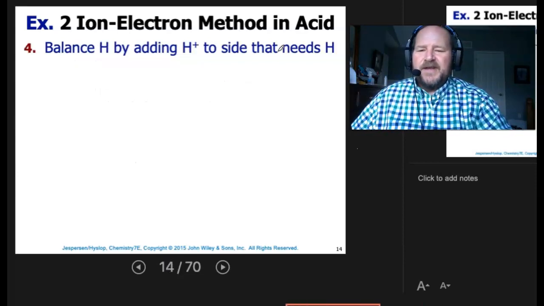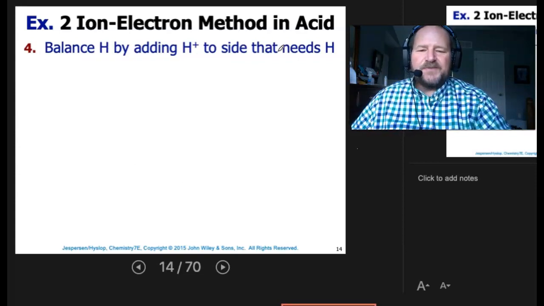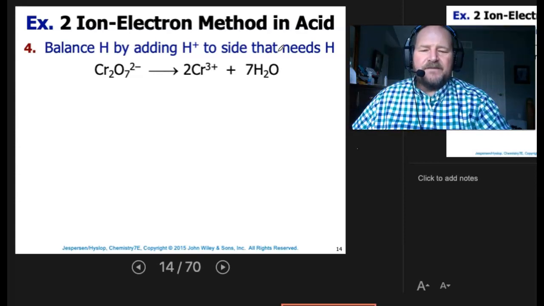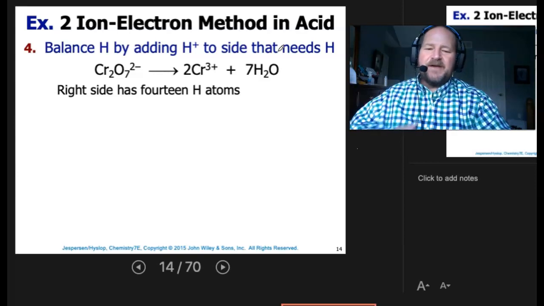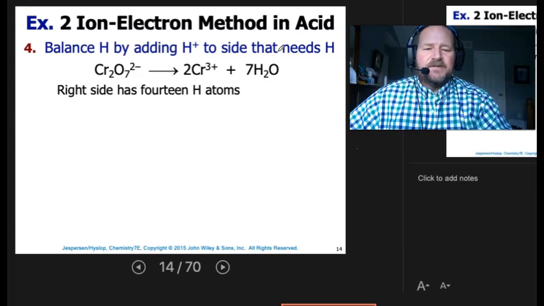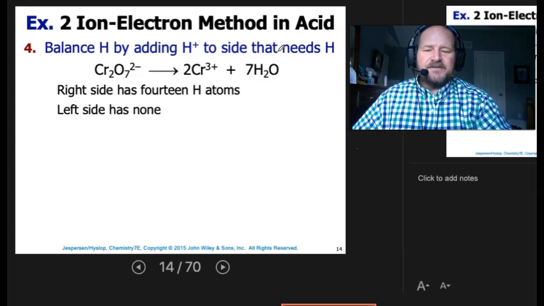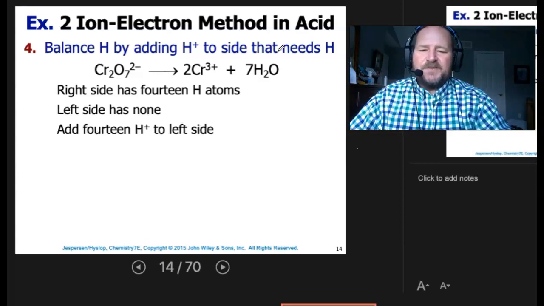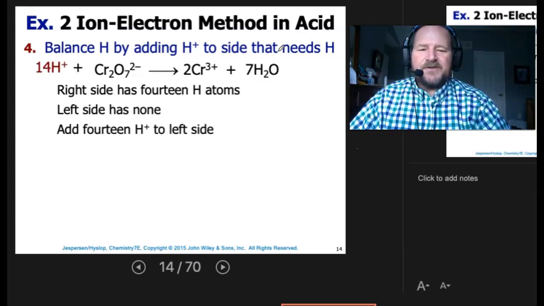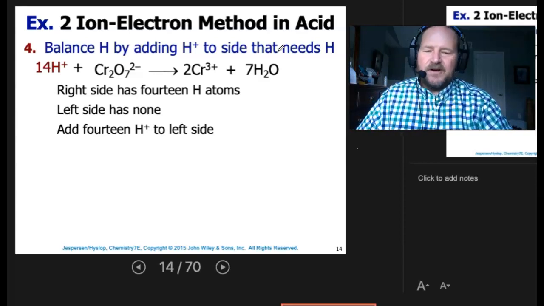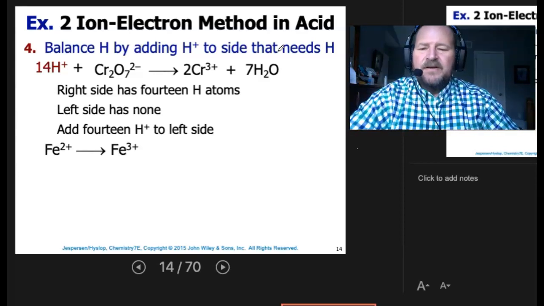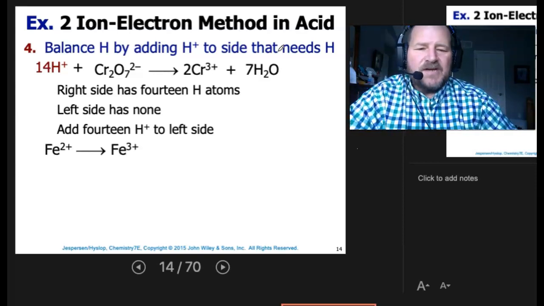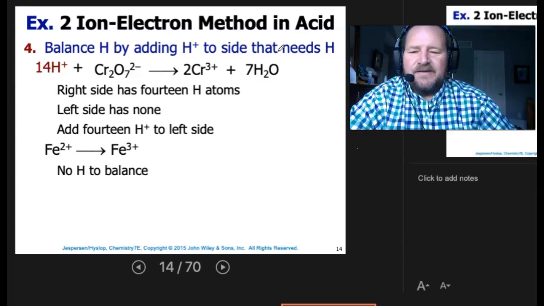The next thing we want to do is balance the hydrogen by adding H+ to the side that needs hydrogen. Looking at the dichromate half, we just added 7 waters, which means on the right side we have 14 hydrogens and on the left side we have none. So we're going to add 14 H+ to the left side. I know this seems crazy. Trust me, it's all going to work out at the end. This method is going to work every single time. For the iron, again, no oxygen, no hydrogen, nothing to add. Don't have to worry about it.